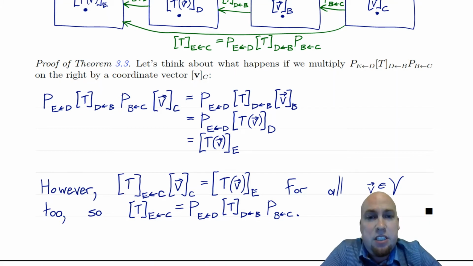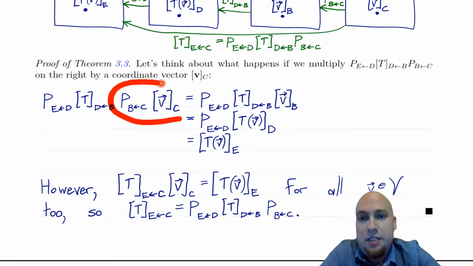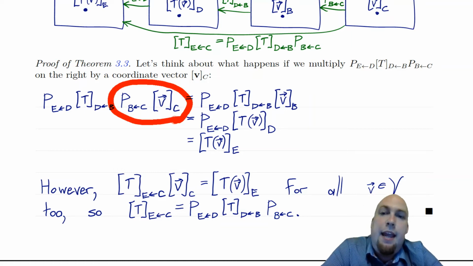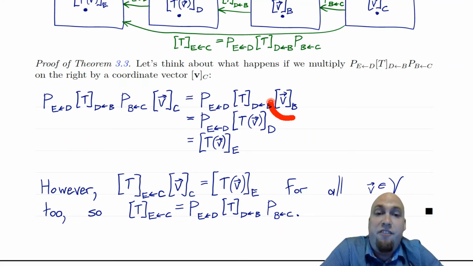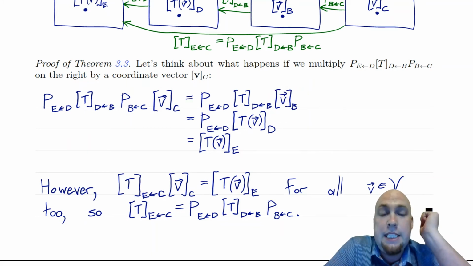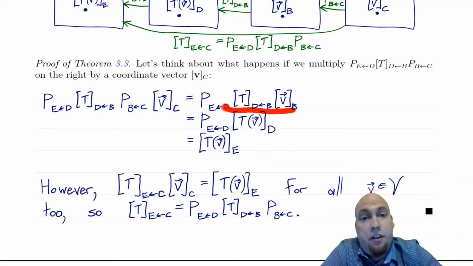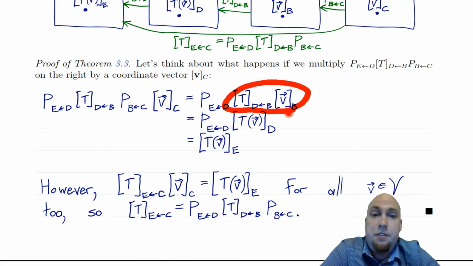If I do that, just focus on one piece at a time. I'm going to focus on this P of B from C times vC. Our theorem about change of basis matrices, which is why we cared about these matrices, says this is going to return just v with respect to B, right? Next step, use our theorem about standard matrices. What's this going to do?